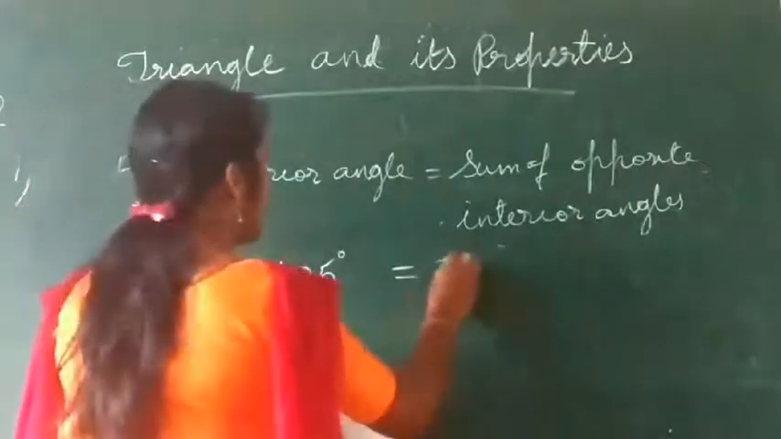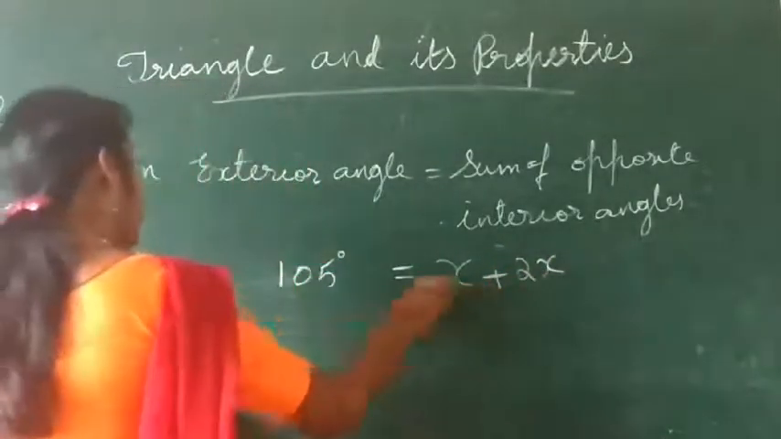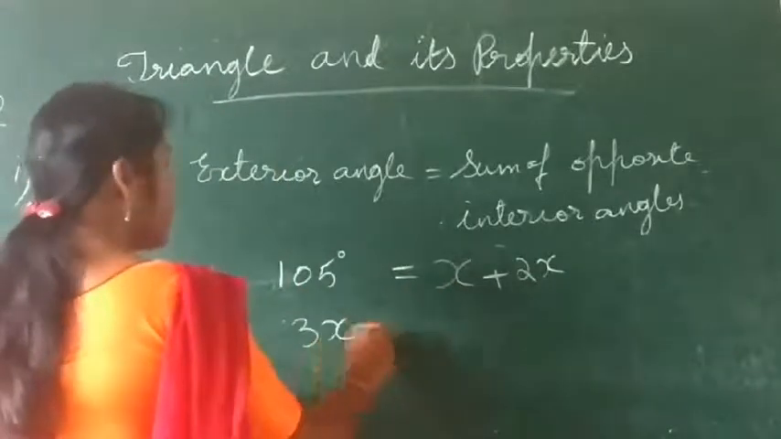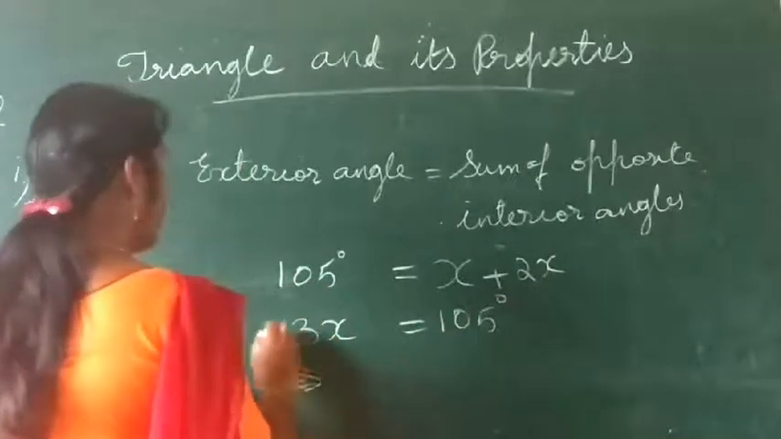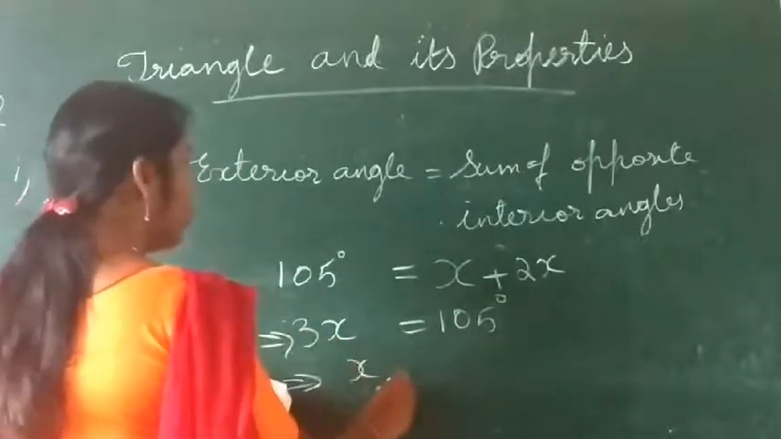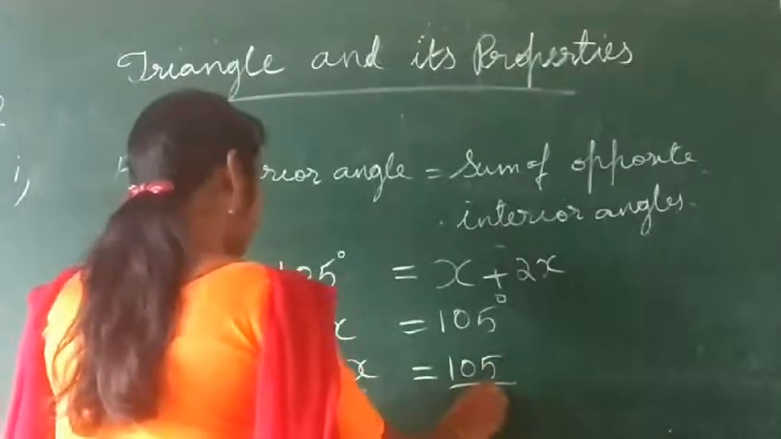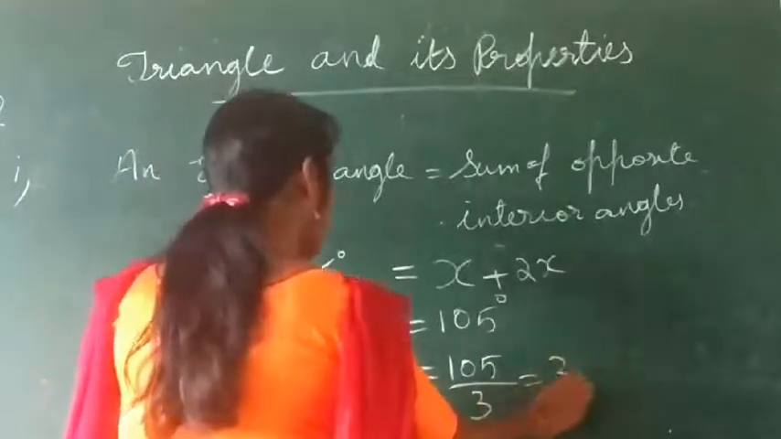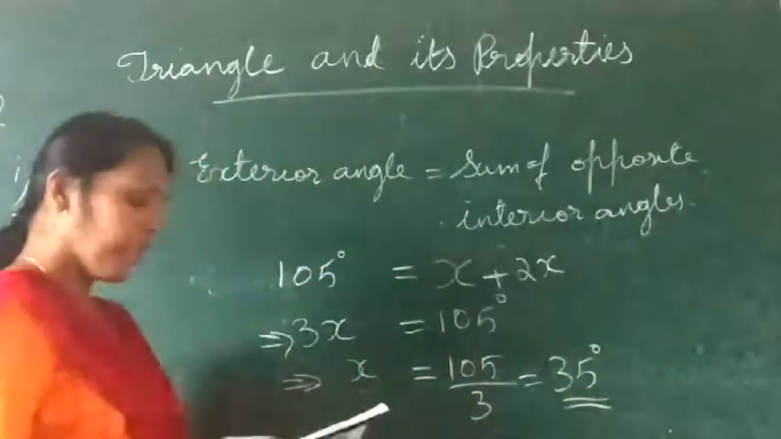The opposite interior angles are x and 2x, so x plus 2x is 3x. Now 3x is equal to 105 degrees. That implies x is equal to 105 divided by 3, that is equal to 35 degrees. So this is the value of x in question number 3, first question.